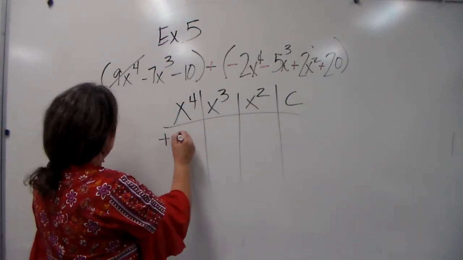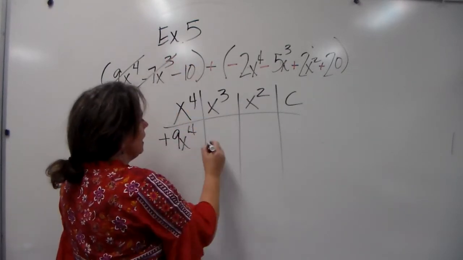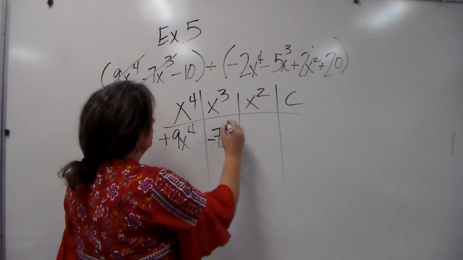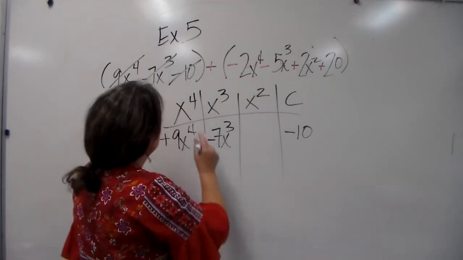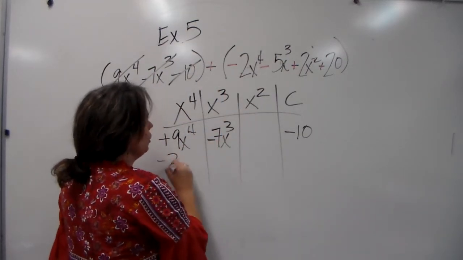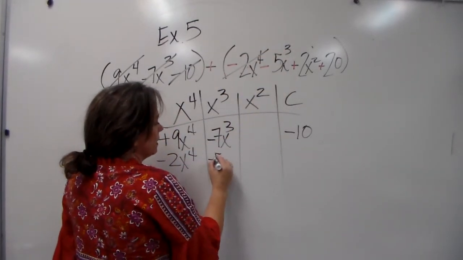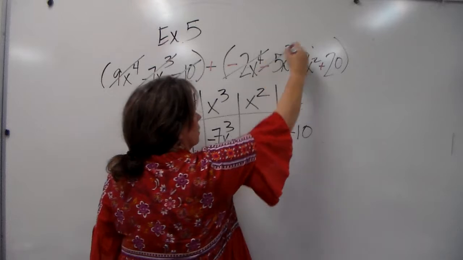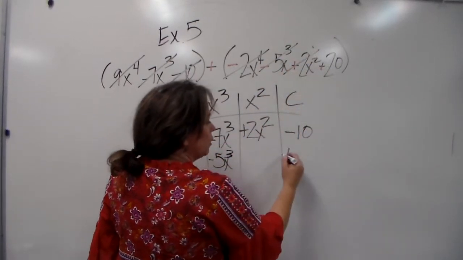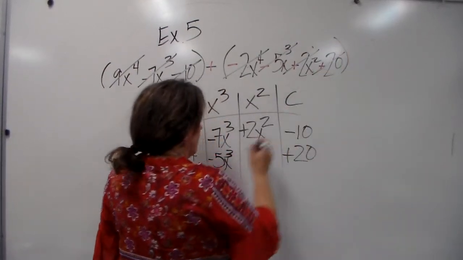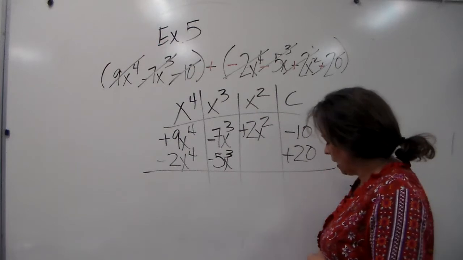This is a positive 9x to the fourth, since there's no negative out front. A negative 7x cubed, minus 10, that goes in our constant category. Then we have a minus 2x to the fourth, minus 5x cubed, plus 2x squared, and a plus 20. And now we will combine all these like terms or categories, right?